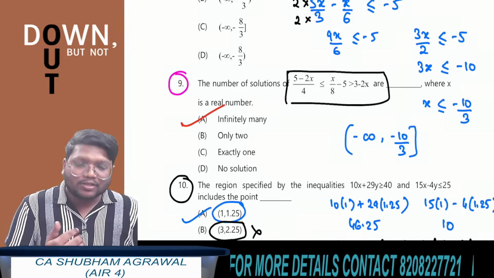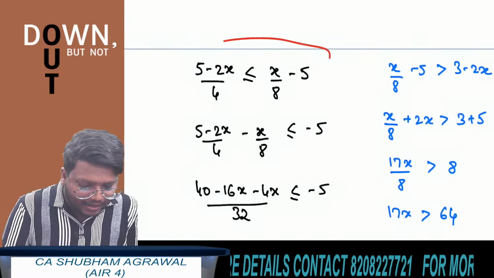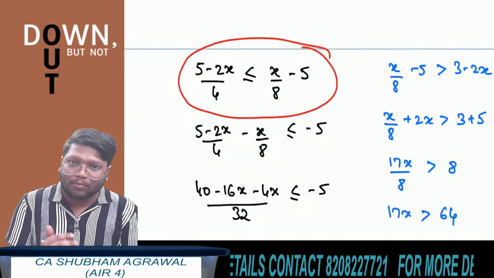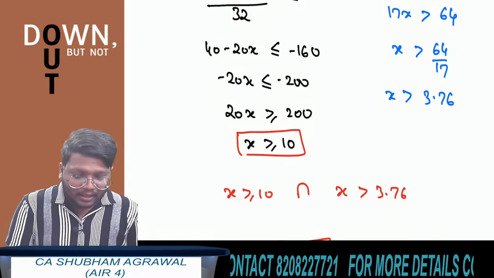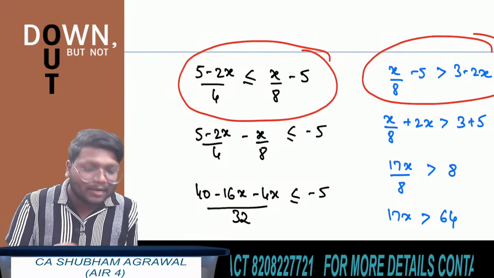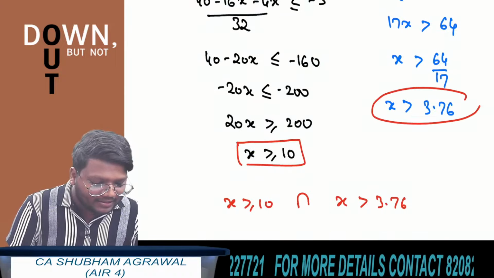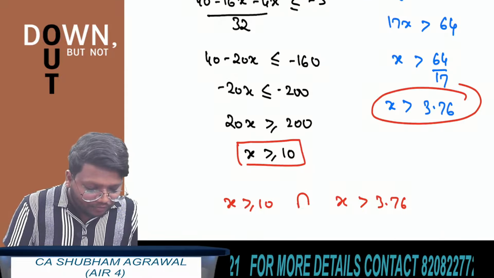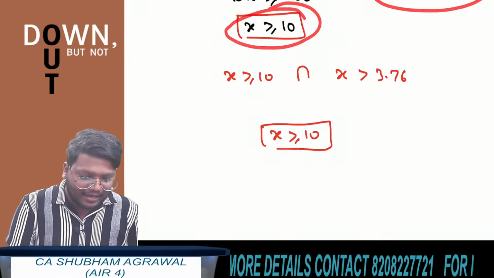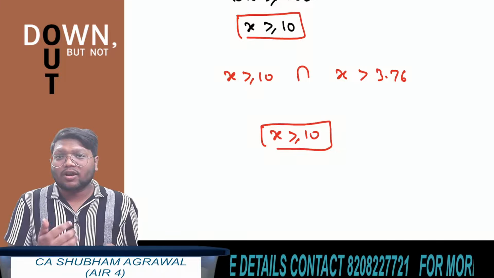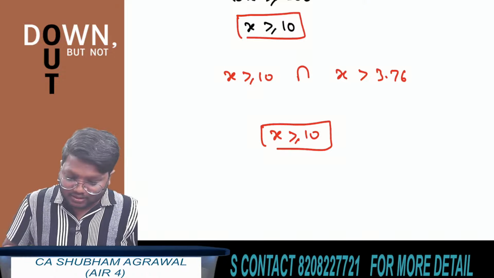In this question number 9, you have to solve two inequalities. First, you have to solve this inequality 5 minus 2x upon 4 is less than or equals to x upon 8 minus 5. And after solving this inequality, what we are getting? x is greater than or equals to 10. And then we have to solve this inequality x upon 8 minus 5 is greater than 3 minus 2x. By solving this inequality, we are getting x is greater than 3.76. Now, we have to find the intersection of these two inequalities. The intersection is x greater than or equals to 10, which means x can have infinite values. Option A is the correct answer.